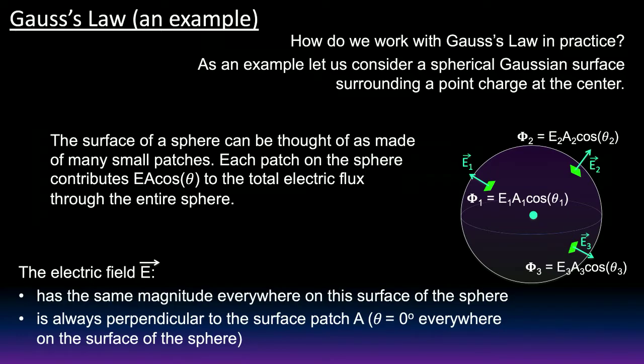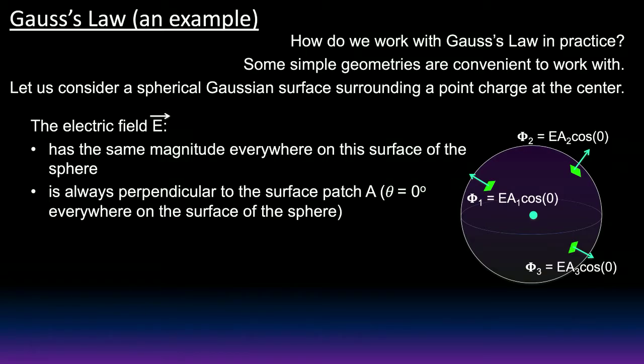So that is essentially saying that these angles, theta 1, theta 2, theta 3, are all going to be 0 degrees everywhere on the surface of the sphere. This will greatly simplify the problem that we are considering. So I could replace E1, E2, E3 with the same E because it is the same value of electric field everywhere. I could replace all of these angles with 0.